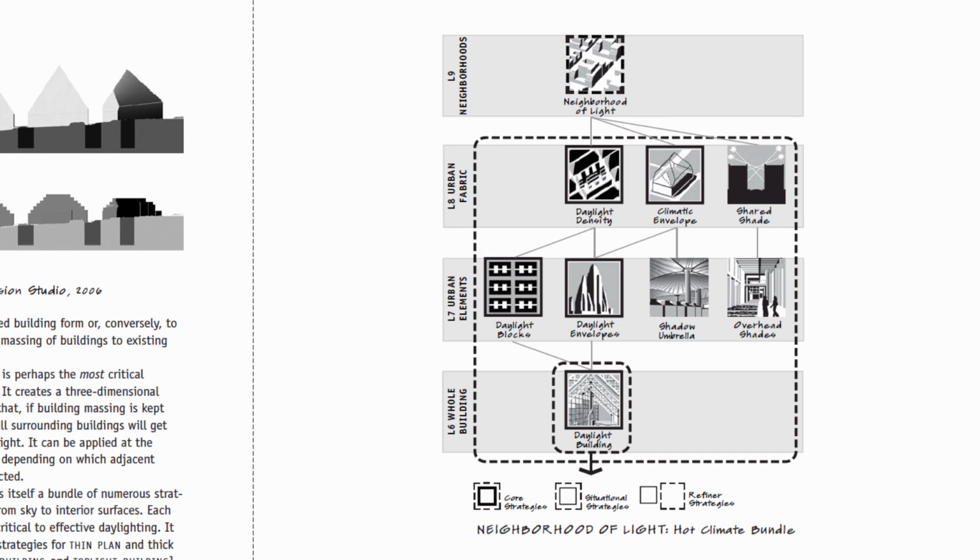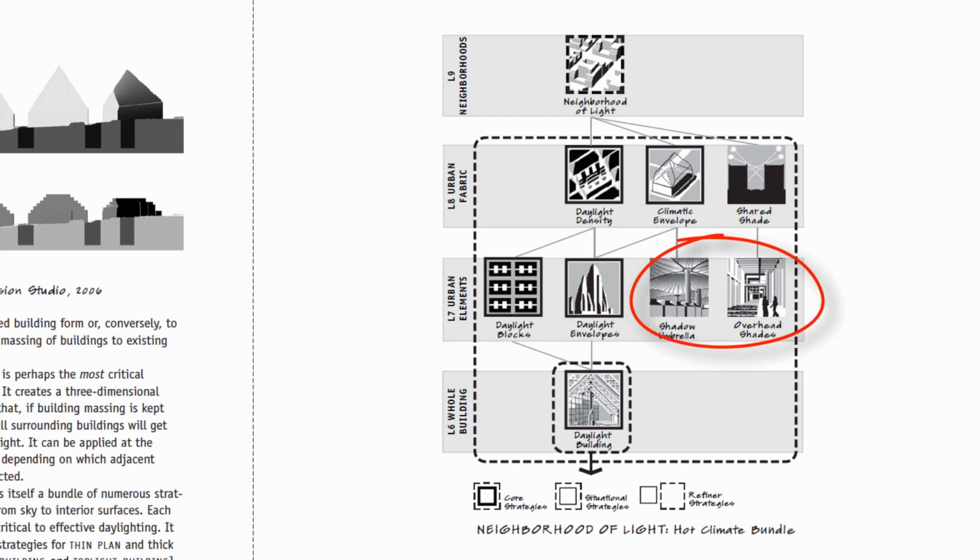The bundle diagram in this case is trying to build the neighborhood of light, which is the level 9 bundle scale at neighborhoods. That's composed of 3 subscales: urban fabric, urban elements, and whole building. The wrapper around the outside, that heavy dashed line, we call the bundle wrapper. Everything inside that we consider something that you might want to look at. There's 2 designations inside that bundle wrapper. One is for core strategies. Those have a heavy black line around them. And the other is situational strategies.